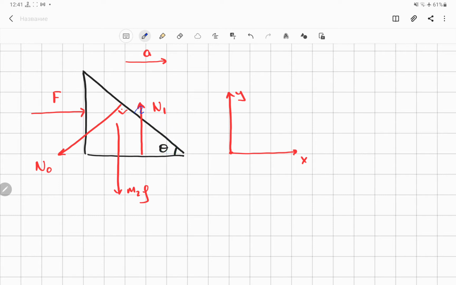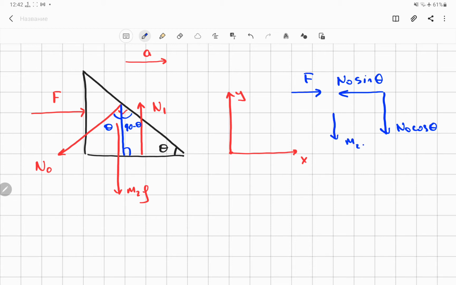This part is theta, so if we draw this vertical line, 90 degrees, here 90 minus theta, so it means this part will be theta. So let me write it here. Horizontal to the left we have N0 times sine theta. Vertical downward we have N0 times cosine theta. So these are the components for N0. And in the horizontal direction to the right we have F. Vertical downward we have a weight. Vertical upward we have N1.